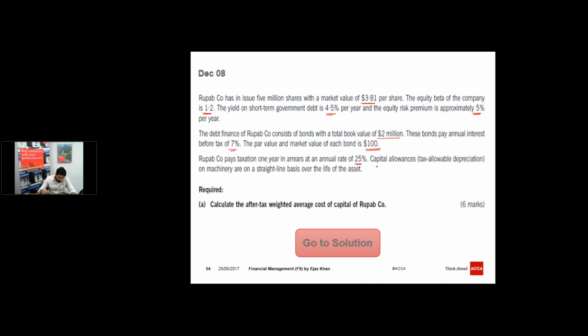Okay, can you people calculate the cost of equity of Rupap Company? Just quickly calculate the cost of equity of Rupap Company, and tell me which model we will be using. Will we be using the dividend growth model or will we be using the CAPM model?